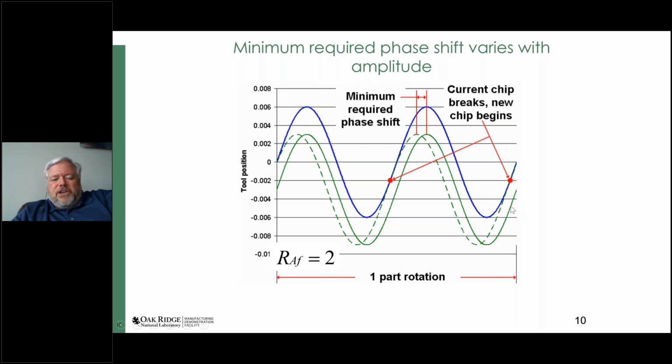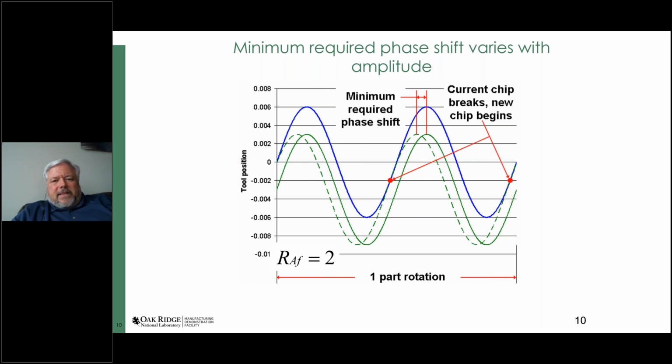But if I could shift it a little one way or the other by not having an integer number of waves per revolution, then I can cause those two lines to intersect, like over here at the 0, and then back over here where this red dot is, and then back over here. And so I'm cutting, and then I'm not cutting, and then I'm cutting again, and then I'm not cutting, and that will absolutely break the chips.